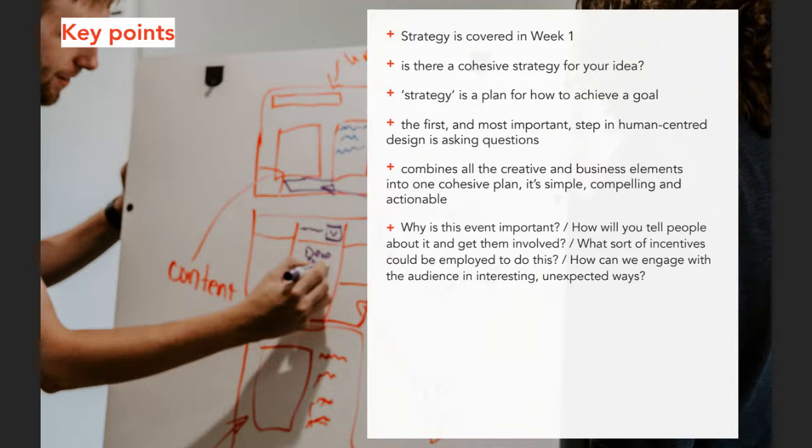Strategy is covered in week 1. Strategy is a plan for how you'll achieve a goal, and you want to make a cohesive one for your idea. The first step in that is asking questions, as in all of human-centered design. So how can you achieve that goal? You want to combine all the creative and business elements in one cohesive plan. It's a simple, compelling and actionable strategy and plan, and it's clear.